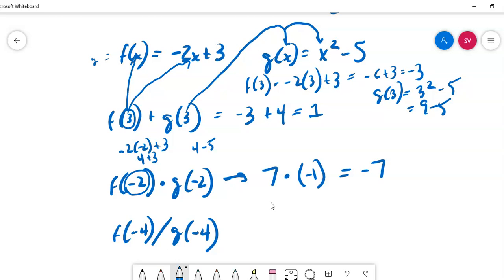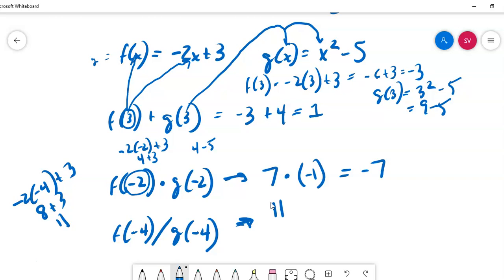Now I'm going to take my f of minus 4 and divide it by g of minus 4. Well, we have to determine what happens when I plug in minus 4 for x into this function and minus 4 into this function, and then I divide those results together. That's what this is asking. So plugging in minus 4 for x of f of x, I get minus 2 times minus 4 plus 3. So minus 4 times minus 2 is 8. 8 plus 3 is 11. So I get 11 as my f of minus 4. I put in minus 4 for x, I get 11.